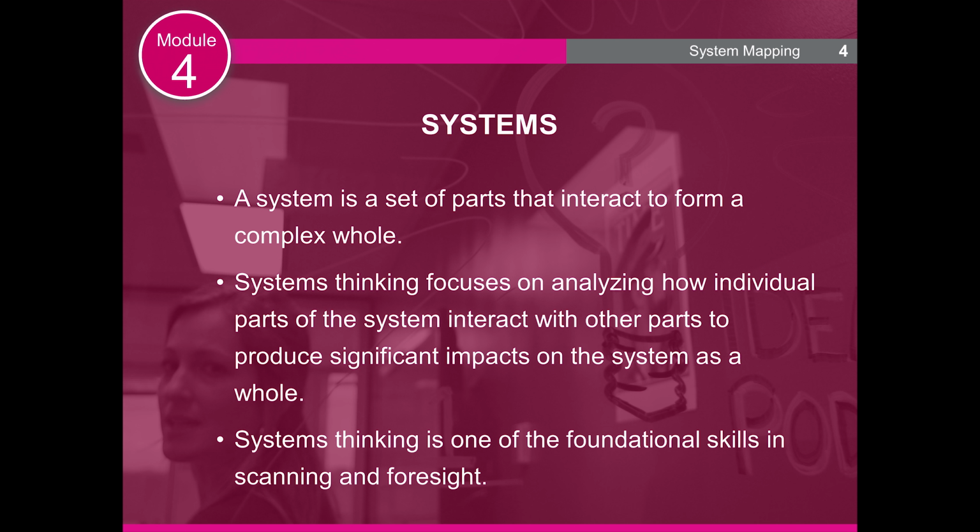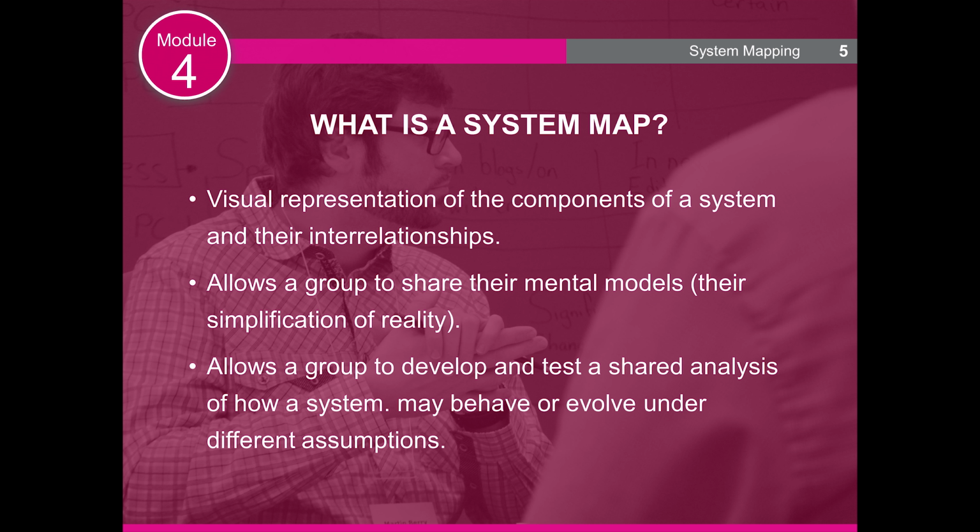It takes into account larger and larger numbers of interactions as an issue is being studied. As a result, systems thinking may result in strikingly different conclusions than traditional forms of analysis, especially when studying dynamically complex issues. What is a system map? A system map is a visual representation of the components of a system and their interrelationships. It generally shows the structure of the system under study, potentially with multiple levels.